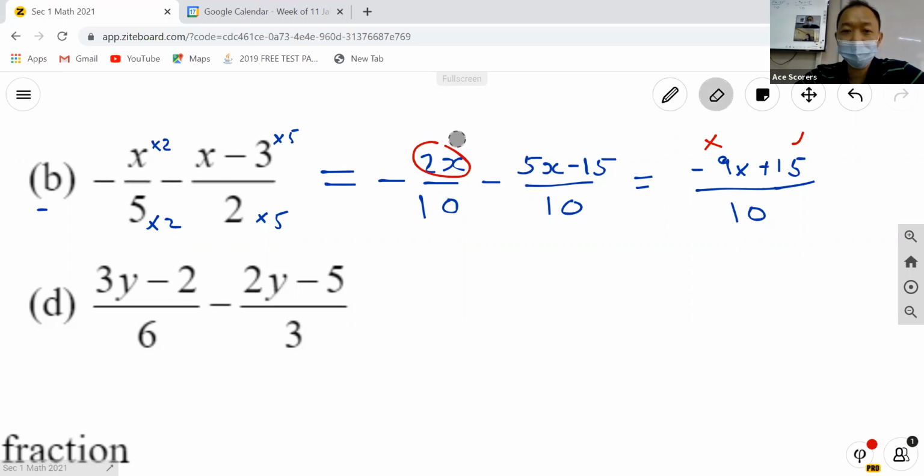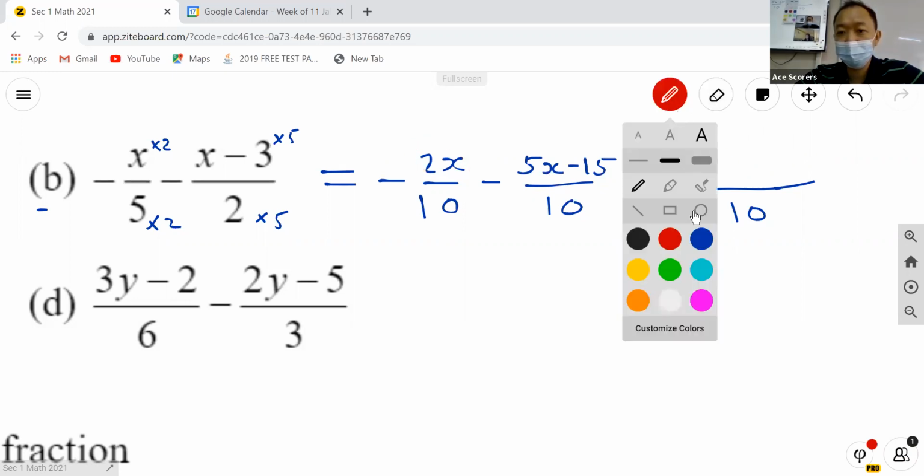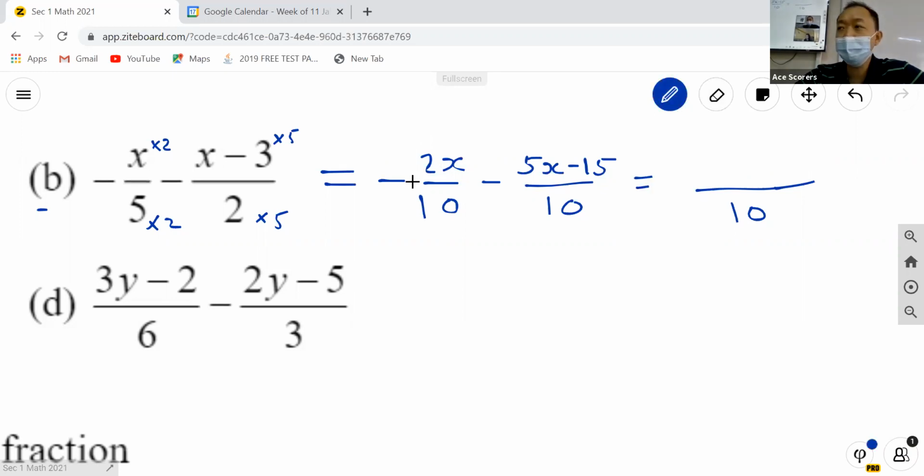No. Okay, let me work it out for you, right? So let's work out the numerator, okay? You see, this is minus 2x. So I have minus 7. Correct. So just write minus 2x minus 5x plus 15. I wrote 9 by accident.